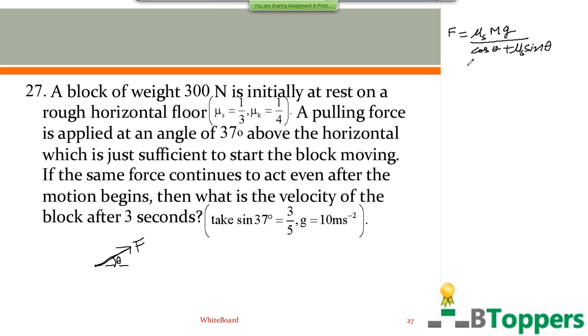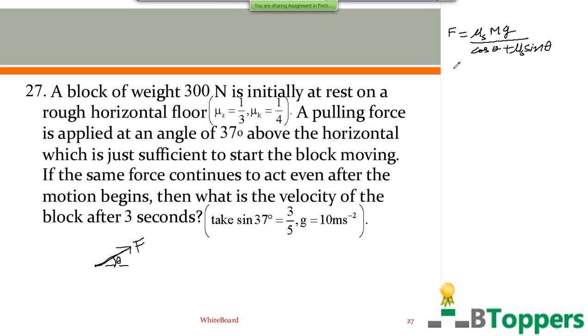The minimum value of the pulling force required to just start the block moving, if it is initially at rest on a horizontal floor, is given by F equal to mu s mg by (cos theta plus mu s sin theta). This formula holds good when the pulling force is applied at an angle theta above the horizontal. So for objective type papers or entrance examinations, you can directly use this conclusion. I have already explained the derivation for this conclusion.